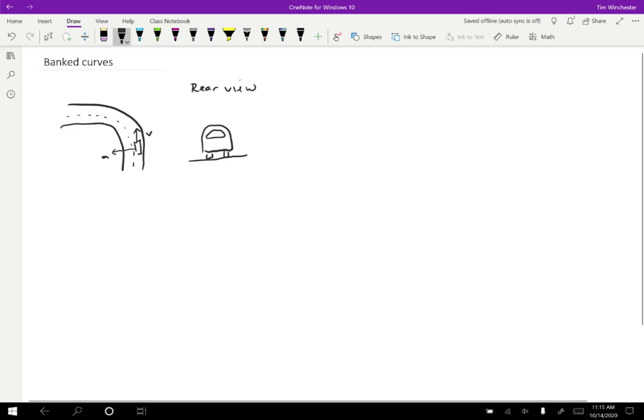Okay, so if you draw a free body diagram for the car, then what this is going to look like is you have a gravitational force on the car by the earth, a normal force on the car by the road, and the only force that can cause this centripetal acceleration is friction. So there's a friction force on the car by the road that allows it to turn the corner.